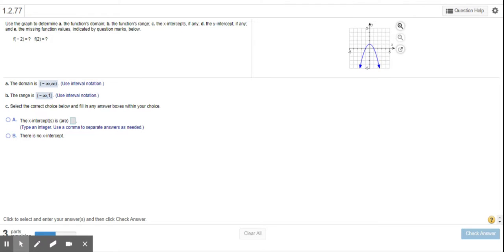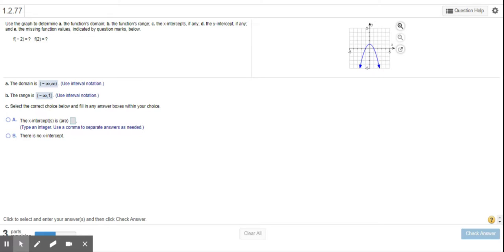I'll just go through the rest of the questions, even if you don't have questions on them, because I'm here. All right, so select the correct choice below and fill in any answer boxes within your choice. The x-intercepts are, well, there's two x-intercepts: -1 and 1. Typically, on a written test, I would want my intercepts written as ordered pairs. Look at the directions, though. It says type an integer. Use a comma to separate answers as needed. So basically, if you have more than one answer, put a comma between them. Again, in this case, the intercepts are at -1 and 1.